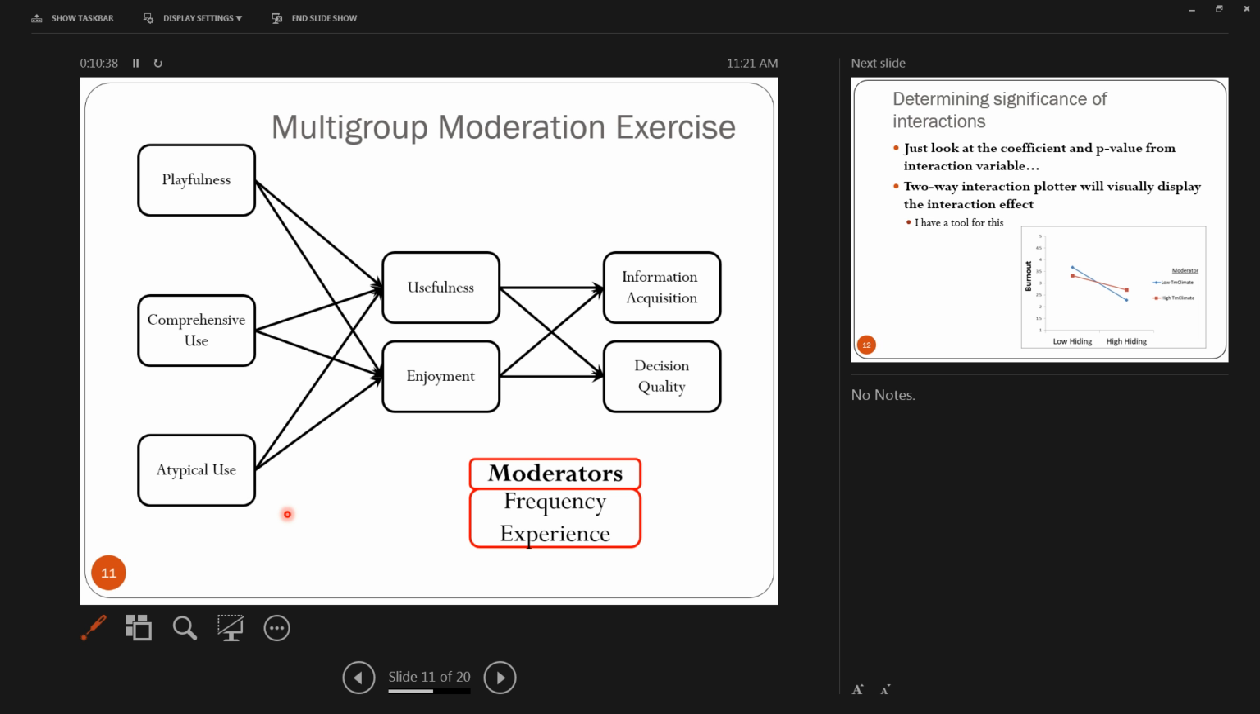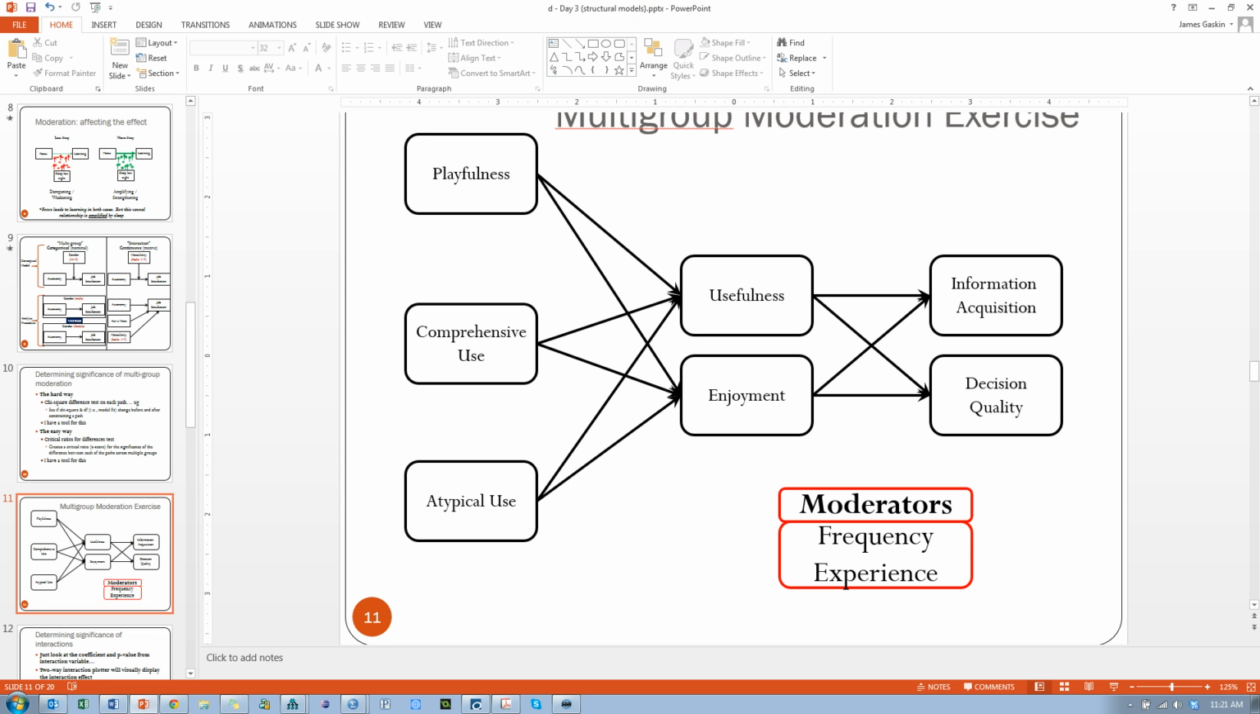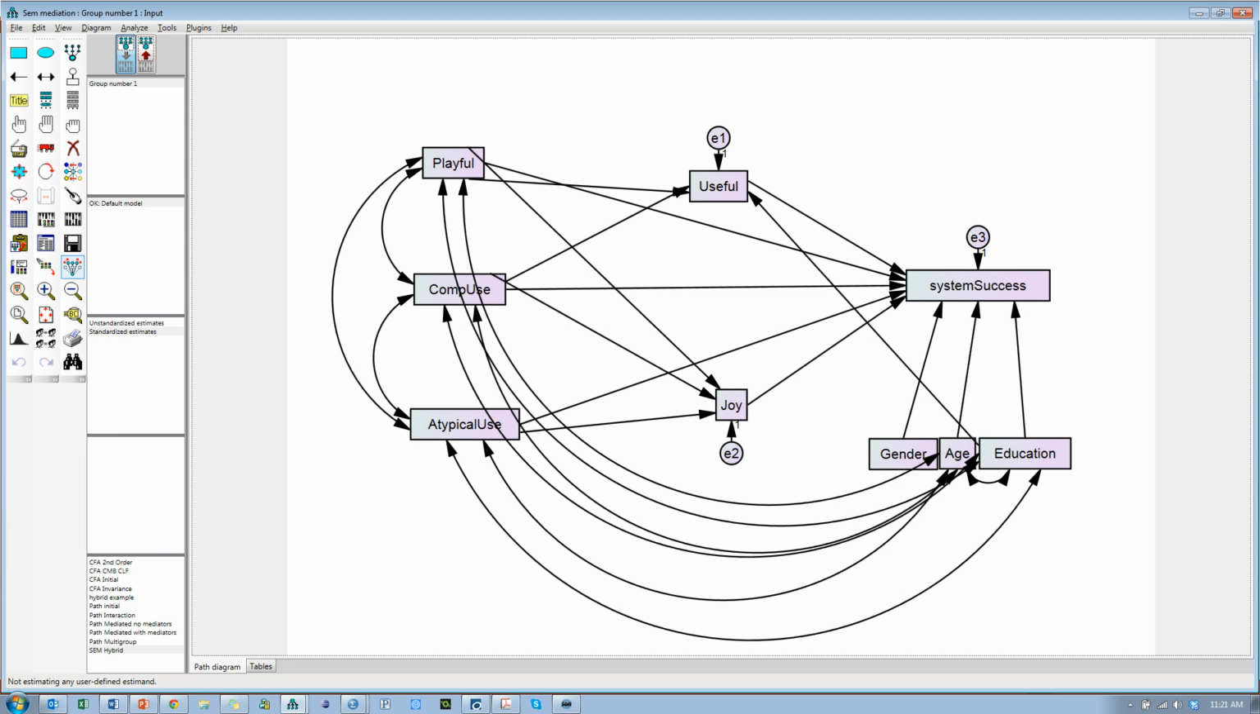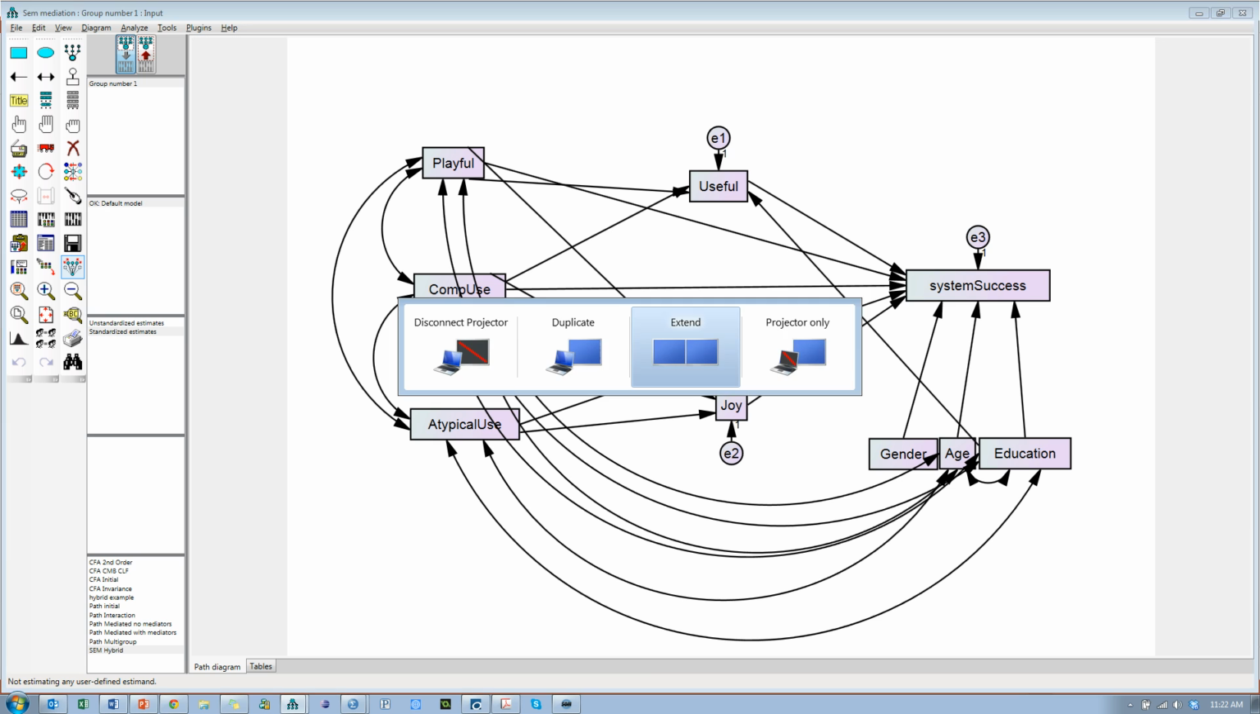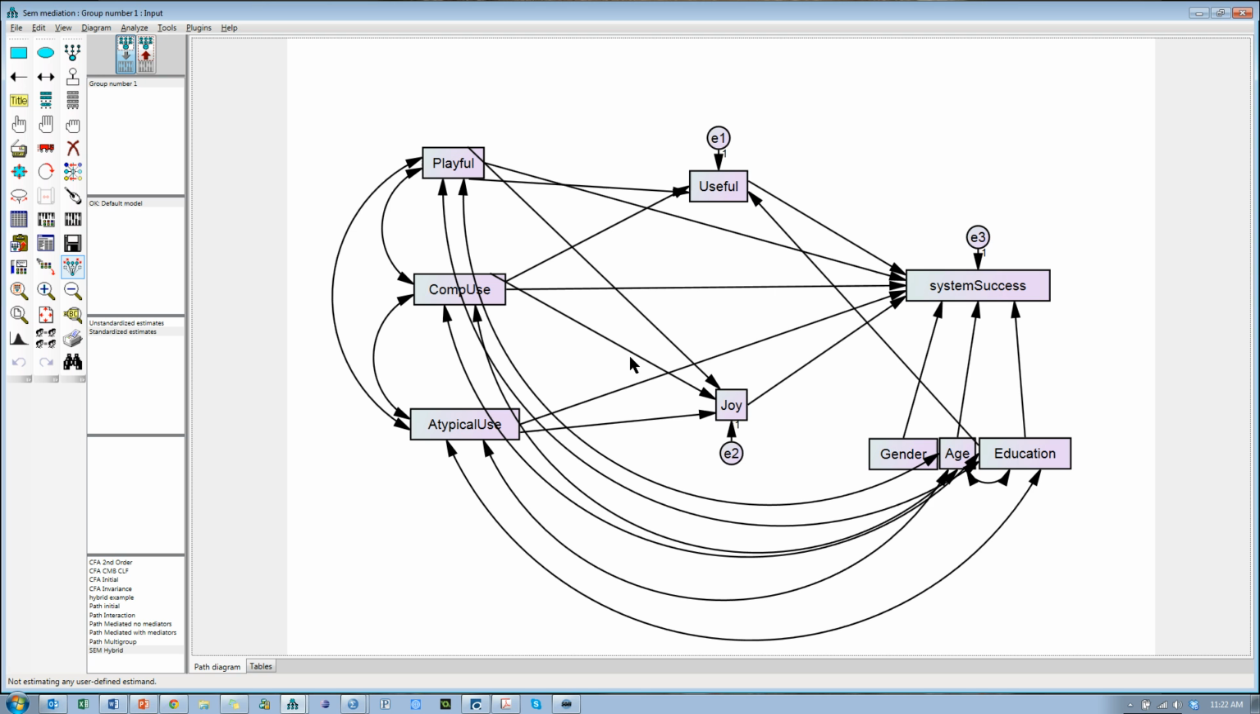Frequency and experience on this model. Sorry, you can't see it. I always forget. There we go. Okay. So you know how to set this up.